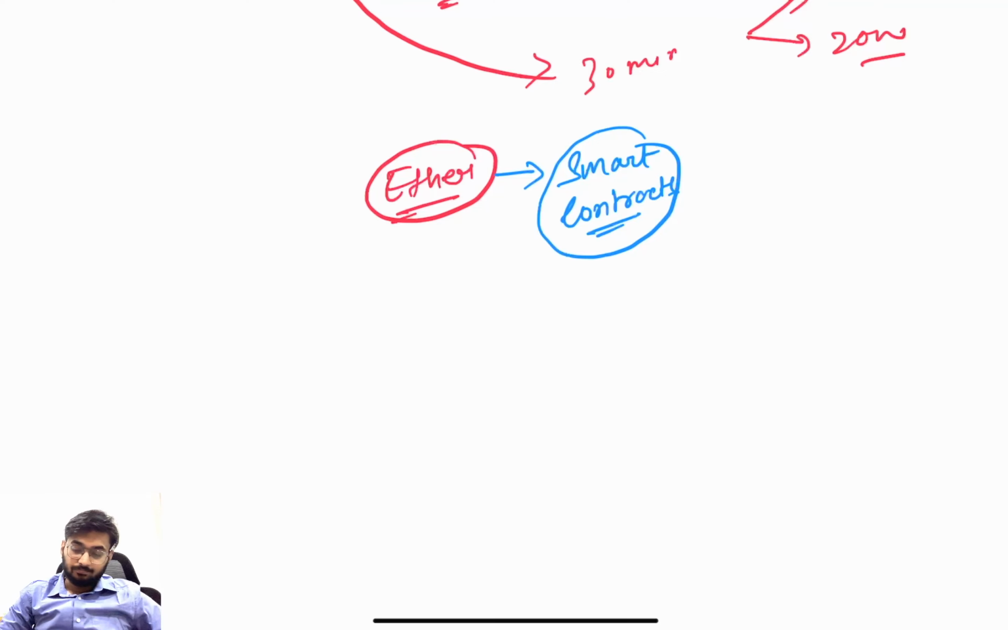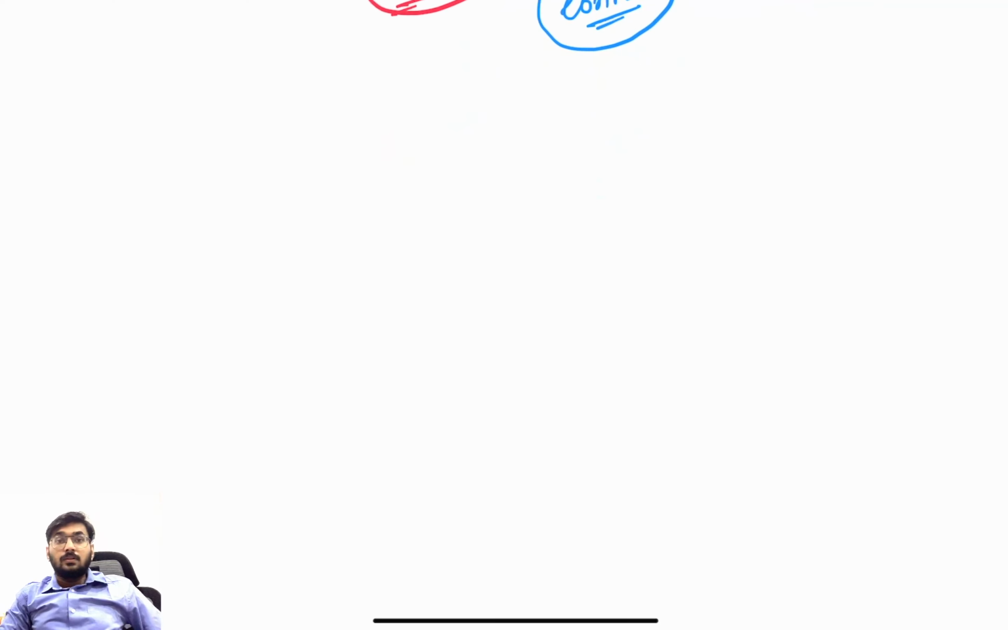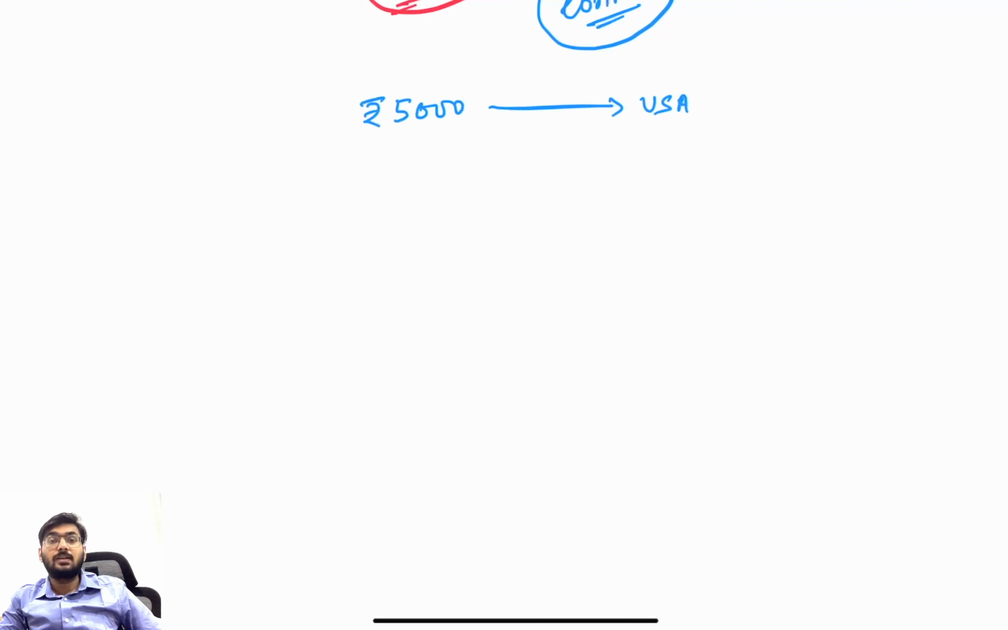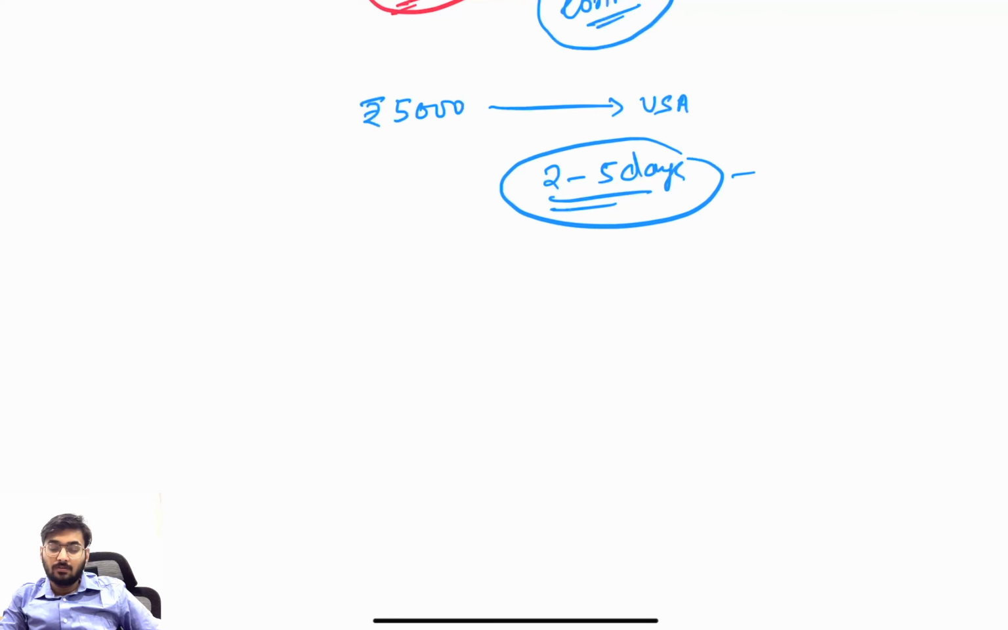Clear? Now suppose you are sending 5,000 rupees to your friend in the USA. Clear? So one way is to transfer that money with the help of PayPal or some bank transfer or Swift. There is a high transaction fee of 5 to 8%, and sometimes it will take 2 to 5 days to get the money. Okay, so it involves time. The traditional method involves time as well as a huge amount of cost.